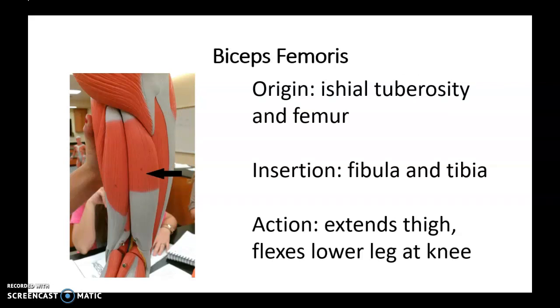Posterior. Now we are looking into the posterior compartment of the thigh, and posteriorly we see the biceps femoris, and this originates from the ischial tuberosity and femur and inserts into the tibia and fibula. This is an extender. It extends the thigh and flexes the lower leg at the knee.